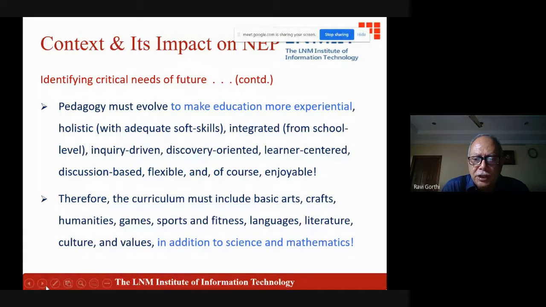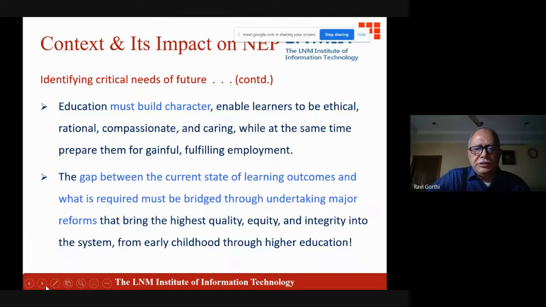Therefore, the curriculum must include basic arts, crafts, humanities, games, sports. At the moment, some of them are optional. They're extracurricular, not even co-curricular, in addition to the mainstream of sciences and mathematics, whatever, engineering, accountancy, legal, medicine, etc. Education must build character. That's what is identified. Enable learners to be ethical, rational, compassionate, caring, while at the same time preparing for good employment. This is what leads them to have a great impact and influence.